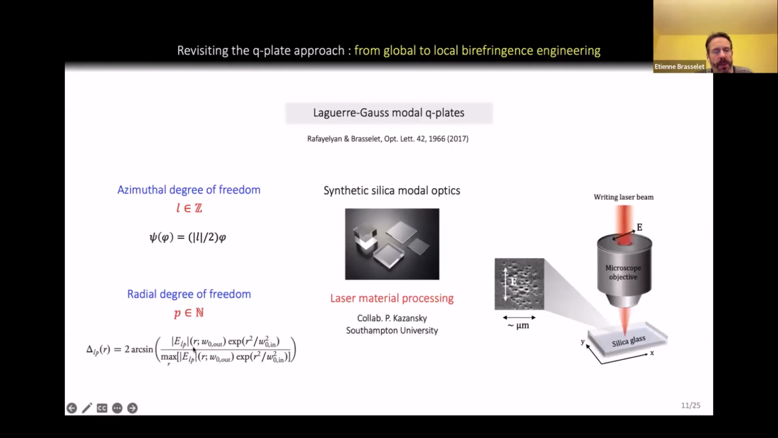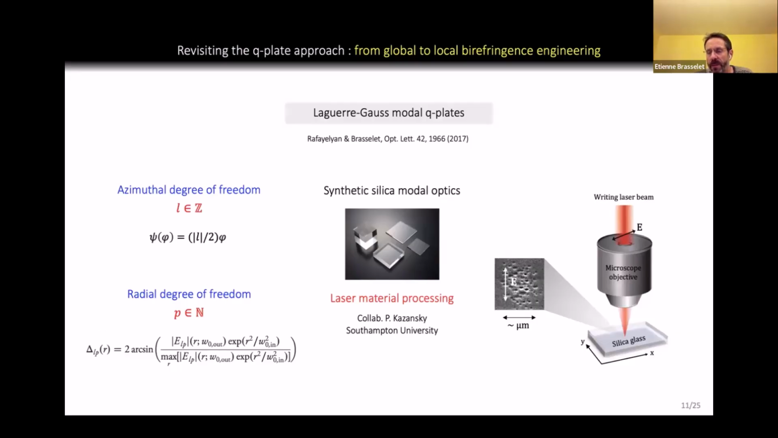So analytically, you can propose a retardance profile along the radial coordinate that will impart the contra-circular output field with Lagrange mode of optimal purity. This has been realized in the subsequent years together with colleagues, especially exploiting the expertise in laser material processing from Southampton University with Peter Kazansky. They especially design synthetic silica glass in order to generate modal optics from the Lagrange point of view.